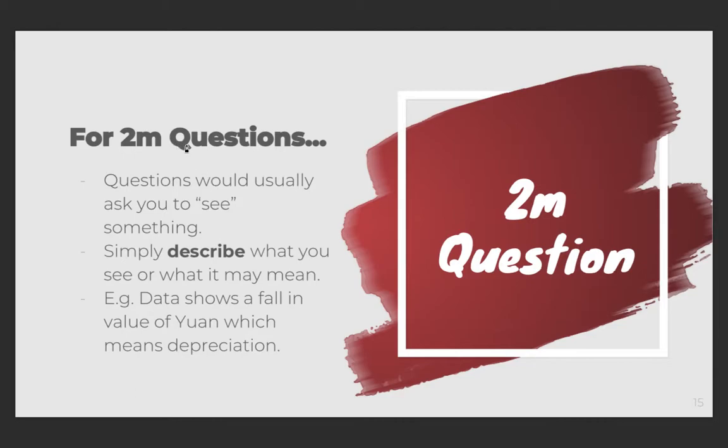For your 2 mark questions, usually the question really just wants you to see something from the data. So very simply, you just need to describe what you are seeing. Don't think too much for these kinds of questions. Really just say what it is. For example, if the data shows that there's a fall in the value of yuan, does that mean it's a depreciation or an appreciation? If it's a depreciation, let's say relative to the Sing dollar, then very simply just quote that the value of the yuan has depreciated. And like that, that is your 2 marks done. So actually the 2 mark questions are really very easy to get. Do not overthink it. Look at the data, read it properly, and just spell out whatever you see.